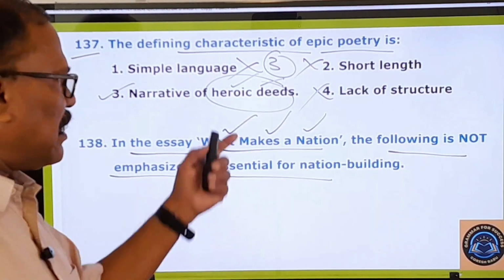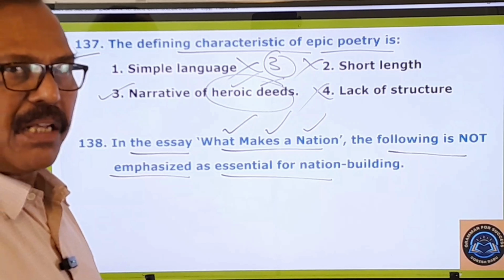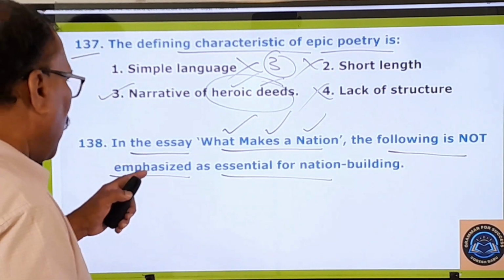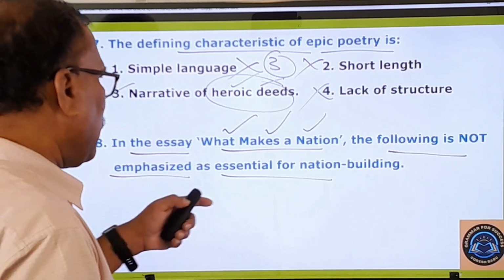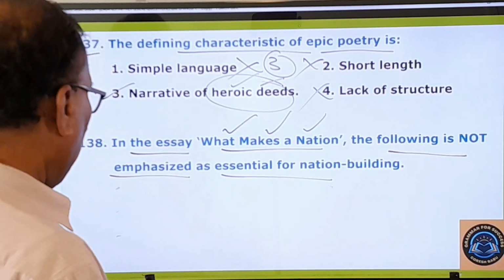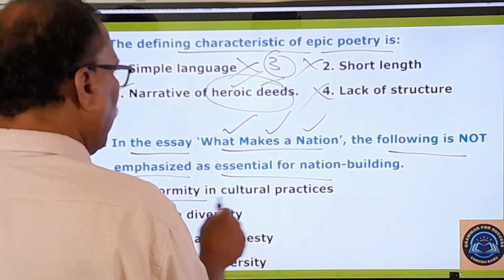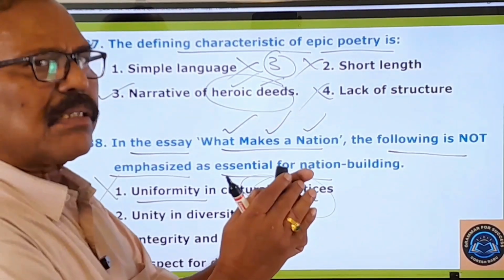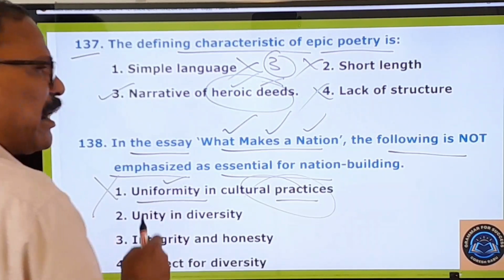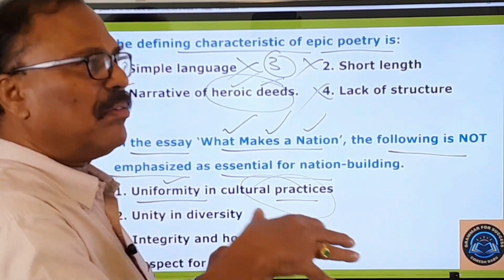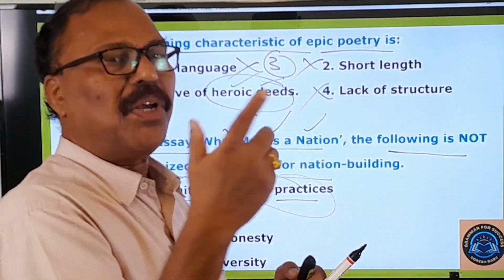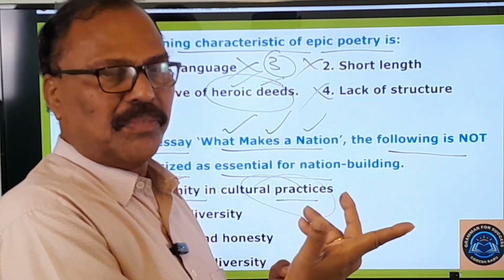So in this essay, What Makes a Nation, written by C. Rajagopalachari, he mentions something, but the following is not emphasized as essential for nation building. What is that? Let us look at that. Uniformity in cultural division. This is not the right one. Cultural practices cannot be unified. They cannot be uniformed because different cultures are there for different people. All cultures cannot be united or uniformed. So that cannot be done.